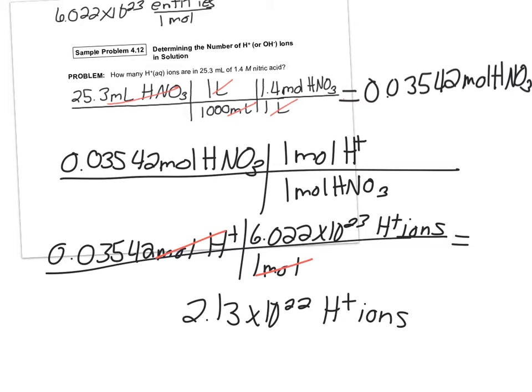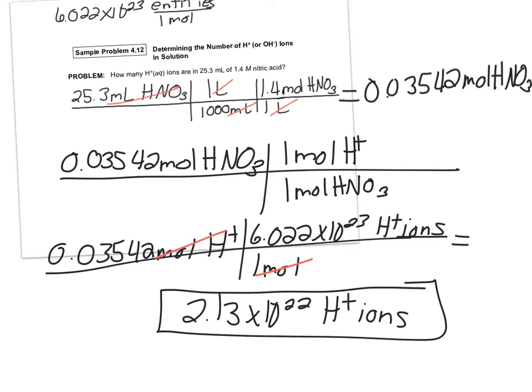And so that's how many ions would be in that 25.3 milliliters. That's how many H plus ions. That's a big number, right? And that's fine because Avogadro's number is a big number. So we should have a lot of those hydrogens floating around in that solution.